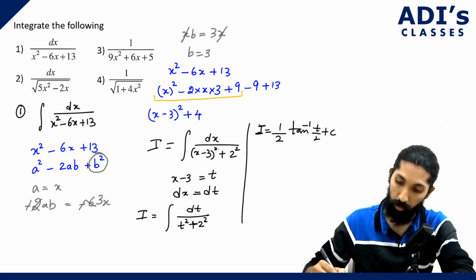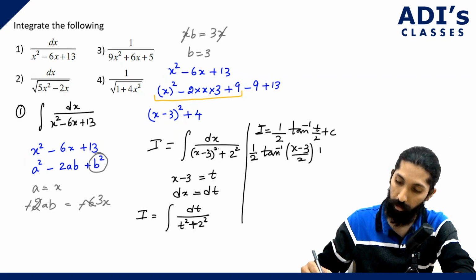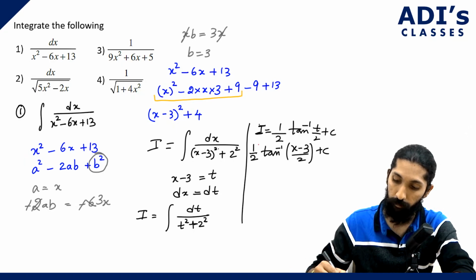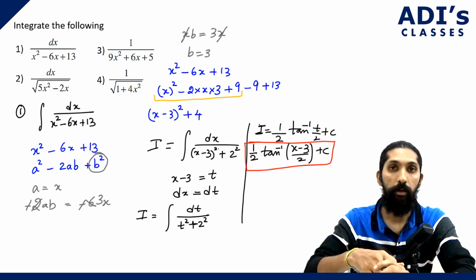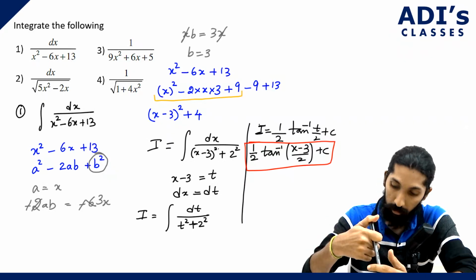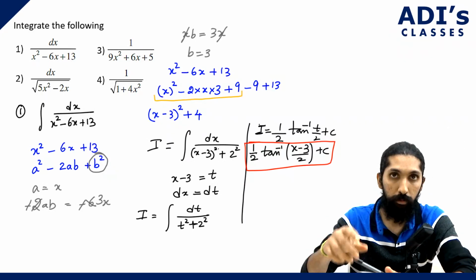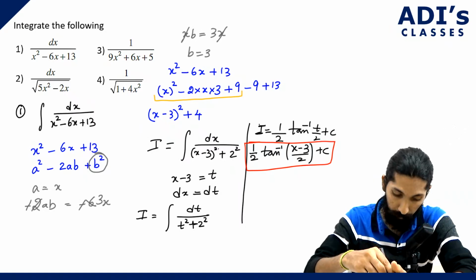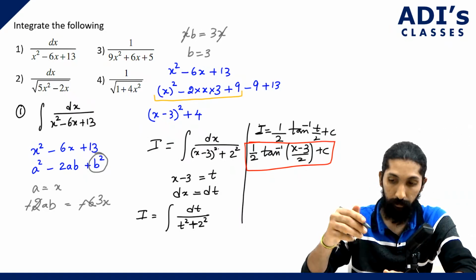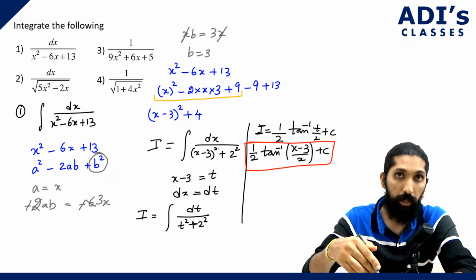correct? So 1 by 2 tan inverse, what is t? x minus 3, x minus 3 divided by 2 plus c. So finally, this is going to be the answer: 1 by 2 tan inverse (x minus 3) by 2 plus c. Clear? So this is the answer for the first question. Now, let's do the second one.